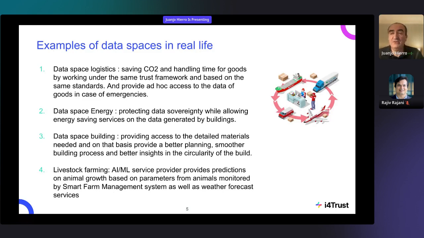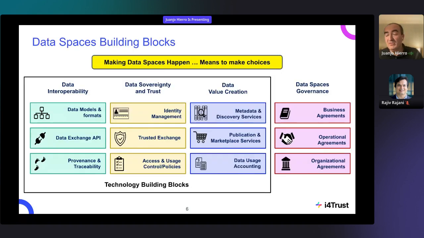And i4Trust, as we will see, is providing a complete framework that is not specifically linked to any concrete domain, but really suitable for multiple domains. The important thing in a motto in data spaces and in i4Trust is if we want to make data spaces happen, we have to make choices.